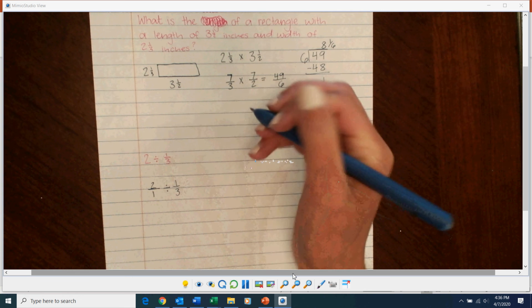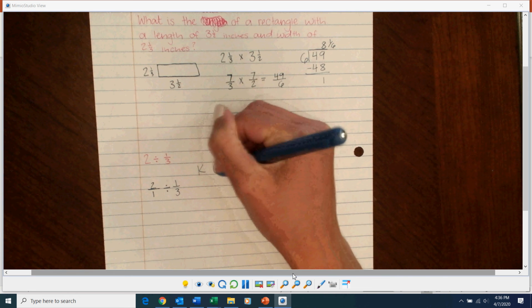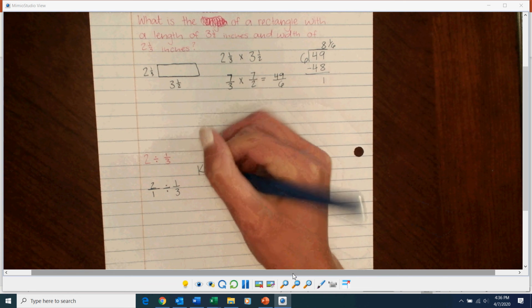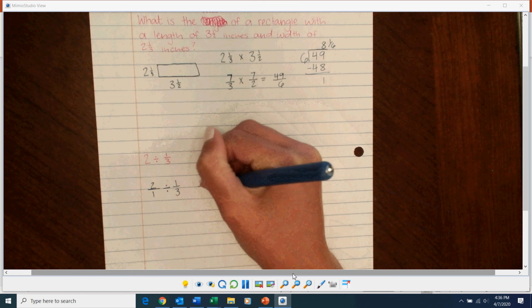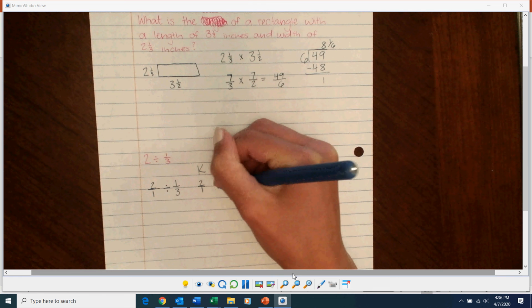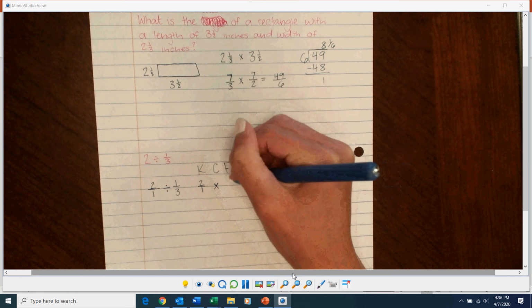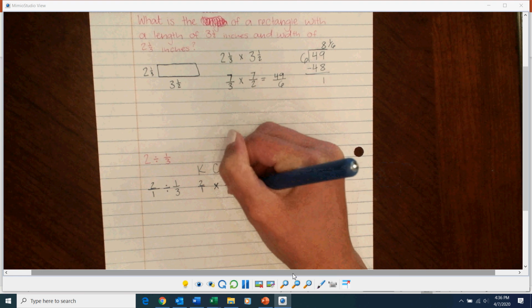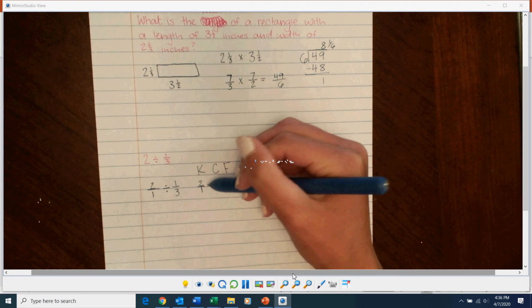Now I'm going to use my keep, change, flip method. So I'm going to keep my first fraction the same, change my division sign to multiplication, and flip my last fraction. Now I multiply straight across.